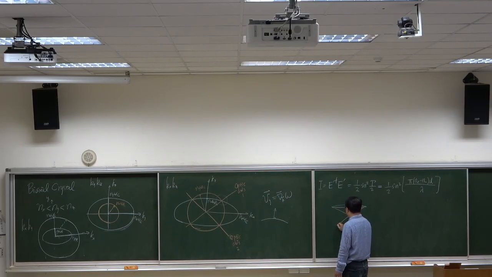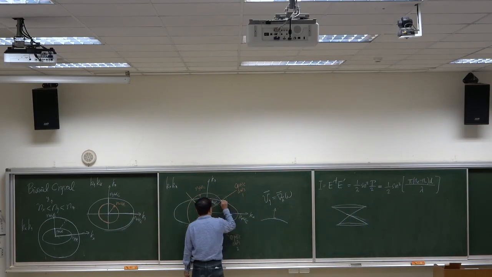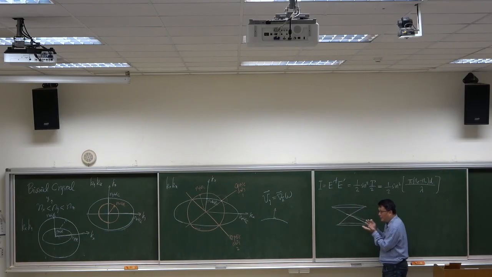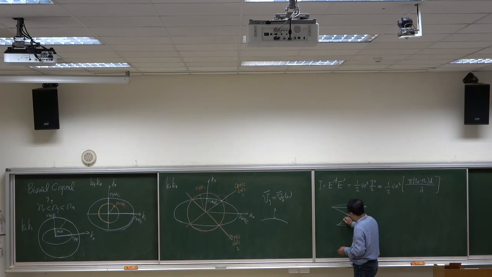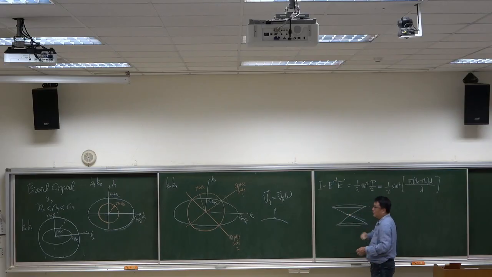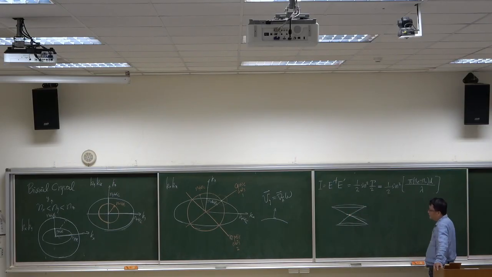Locally, the region very close to this point, you see the normal surface just like a cone. At this point, we can have a very clear definition of the normal vector. But at this point, we do not have such a definition of the normal vector.